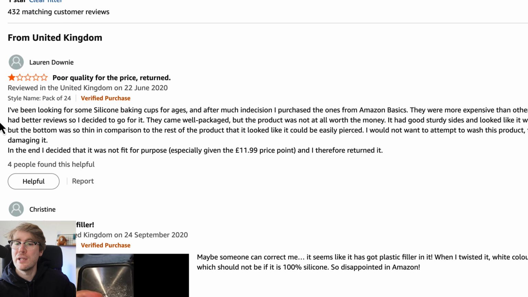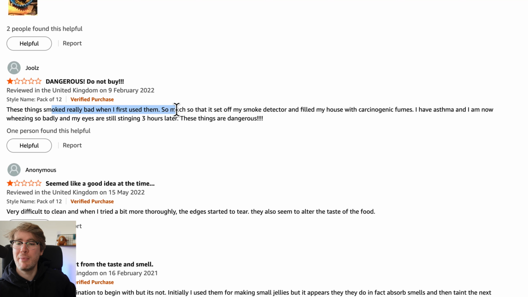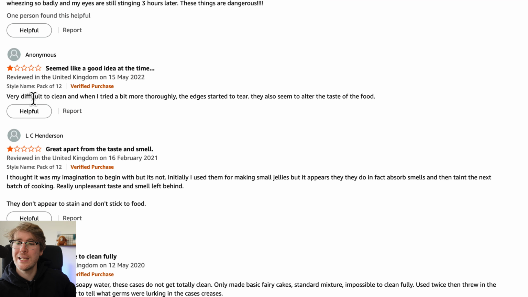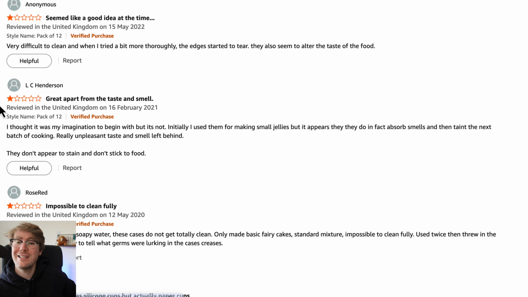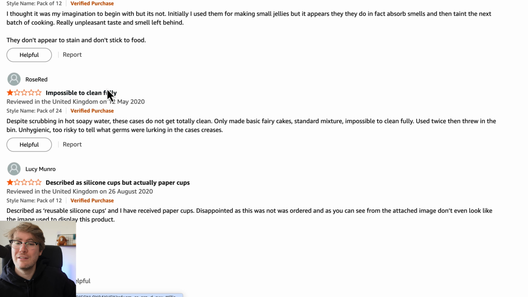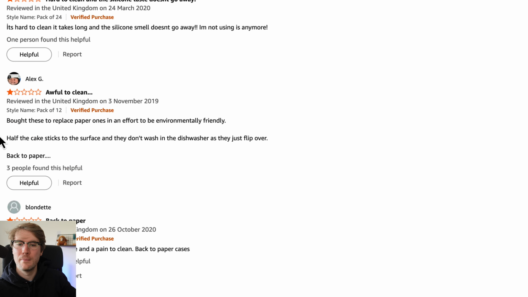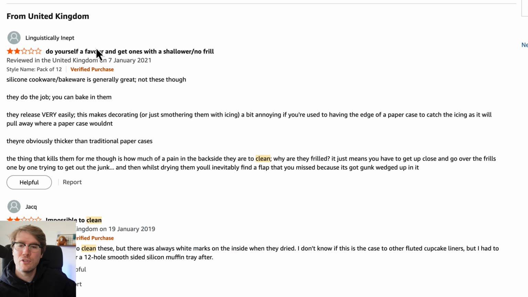Poor quality for the price. Smoked really bad when first used them. Interesting. Very difficult to clean. Great apart from the taste and smell. Impossible to clean fully. Hard to clean and the silicone taste doesn't go away. Awful to clean. Do yourself a favour and get ones with a shallower or no frill. Okay, so maybe the frilled part is what's making it difficult to clean.